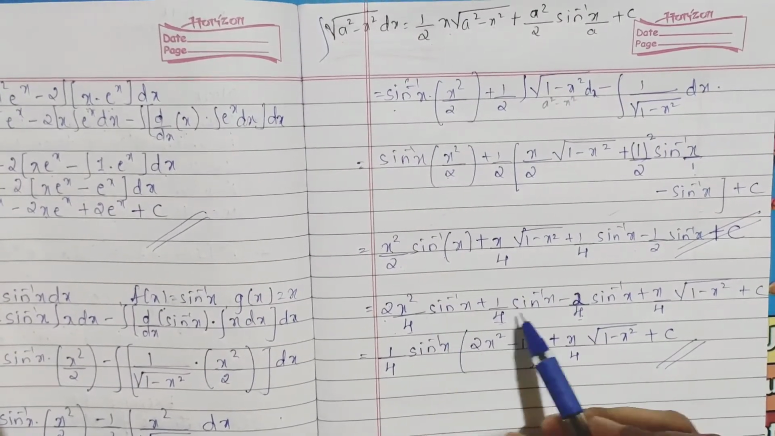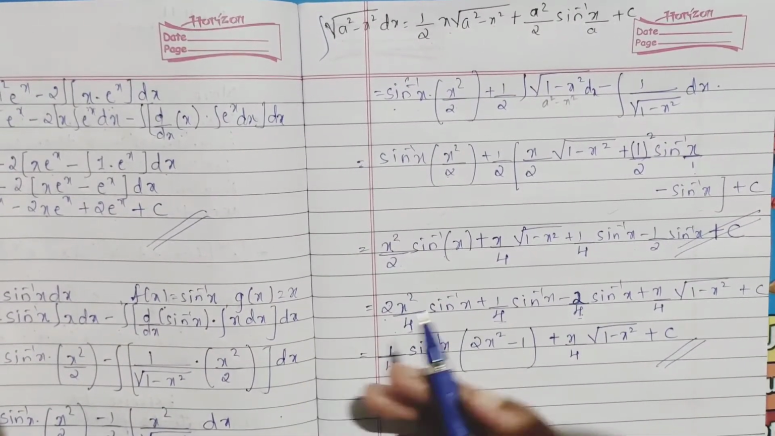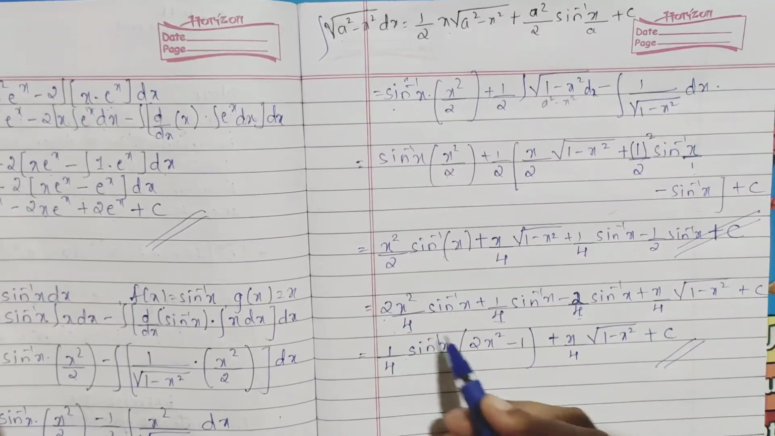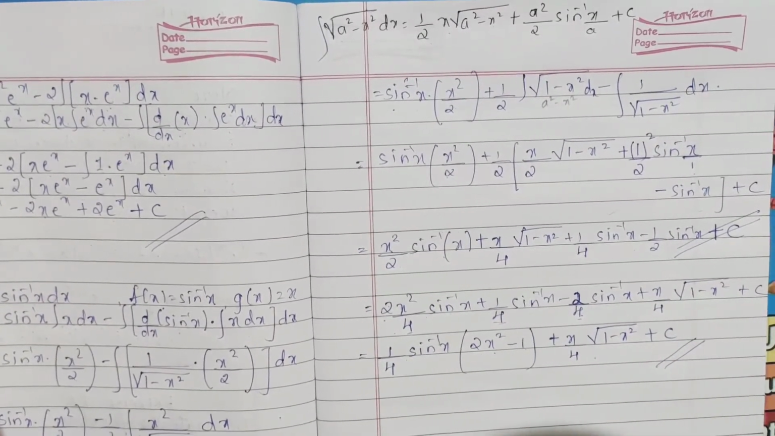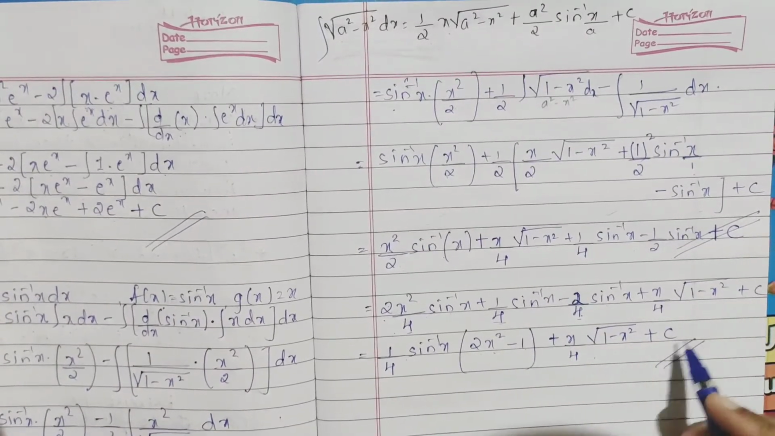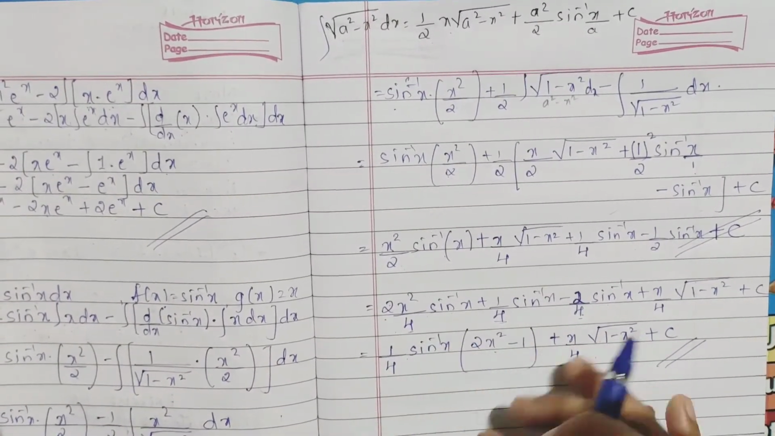From the 3 terms, take 1 by 4 common, and sin inverse x also comes common. You will be left with 2x square minus 1, and this term remains as it is, x by 4 root of 1 minus x square, plus c. So this will be your final answer after the calculation.